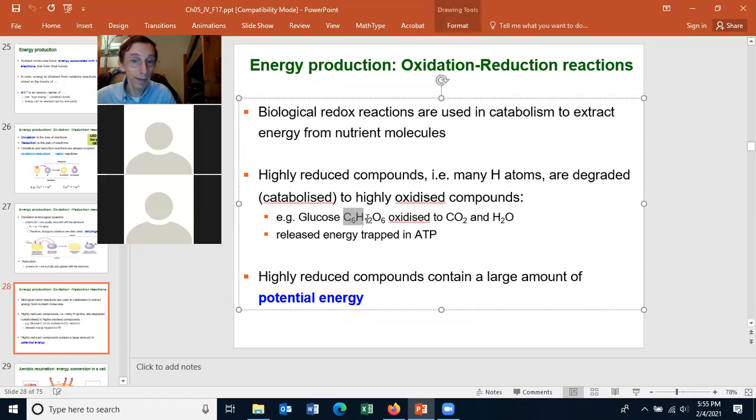So glucose, C6H12O6, and if you don't know that is glucose, you should learn it. Glucose is C6H12O6. It is a highly reduced compound. It has many hydrogen atoms. And it will become oxidized into CO2 and water, molecules that have much less hydrogen in them.